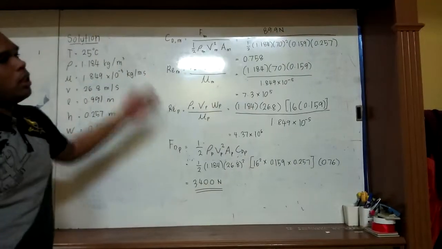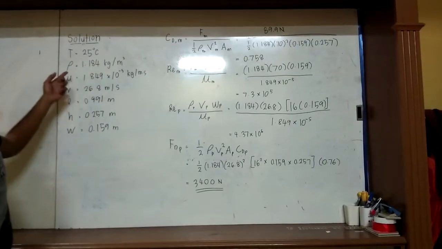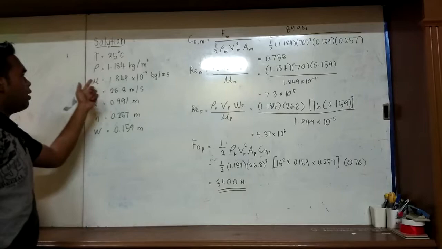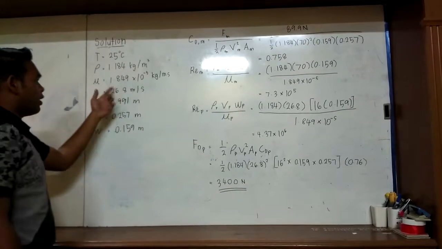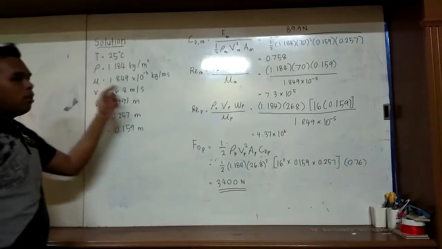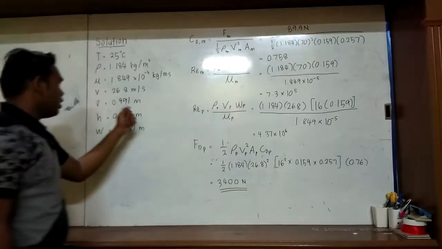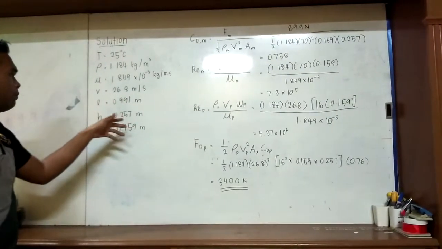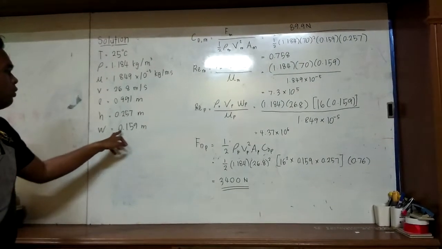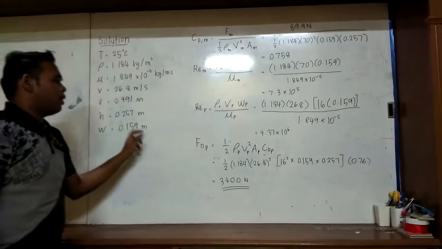For T equal to 35 degrees, density is 1.184. Dynamic viscosity is 1.849 times 10 to the power of -5. Velocity is 56.8 meters per second. Length is 0.9 meter, height equal to 0.257 meter, and width equal to 0.159 meter.